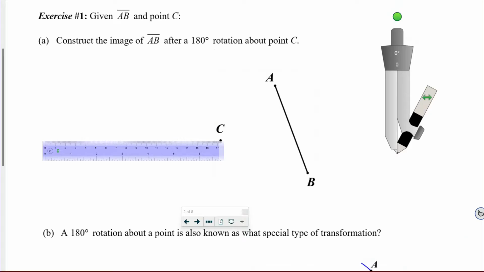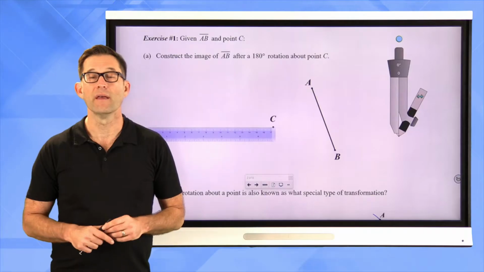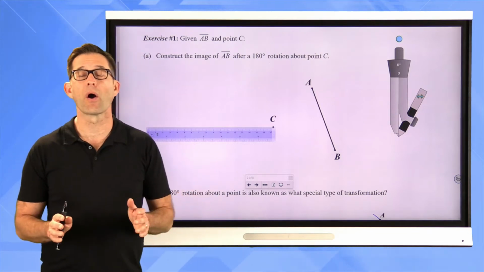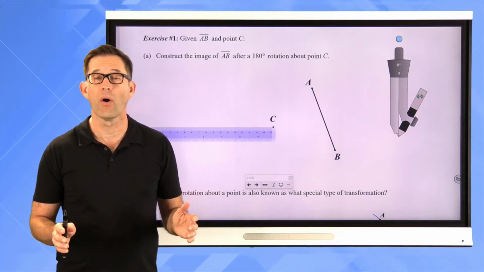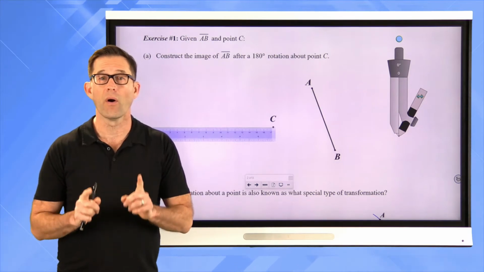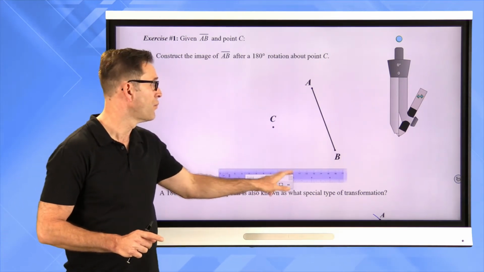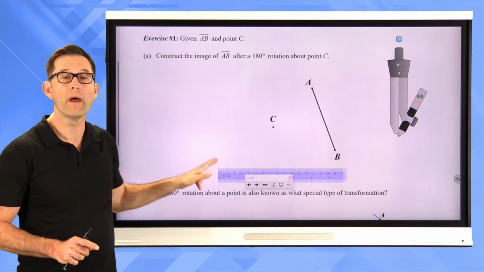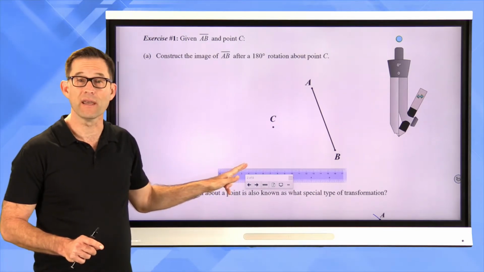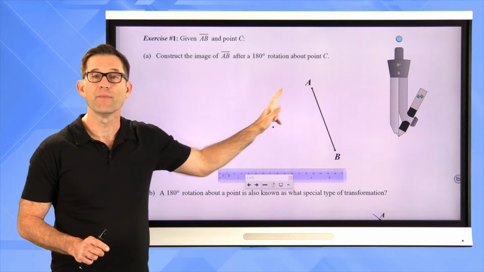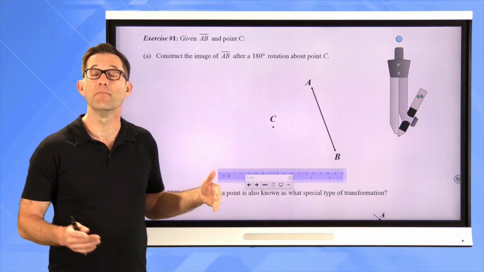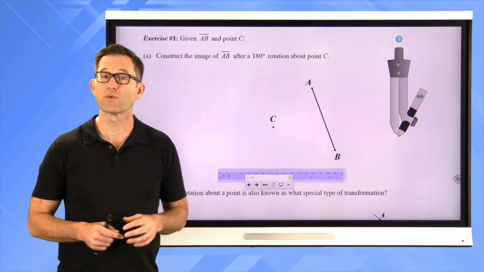Given segment AB and point C, construct the image of segment AB after a 180-degree rotation about point C. Okay, so 180-degree rotations are the easiest rotations of all because, recall, if I take point A and I rotate it 180 degrees about point C, then what happens is A, C, and A prime must be collinear, right? So that's where we begin.